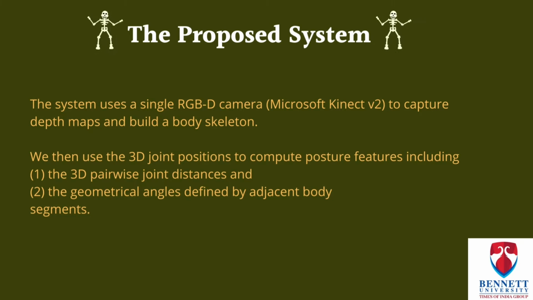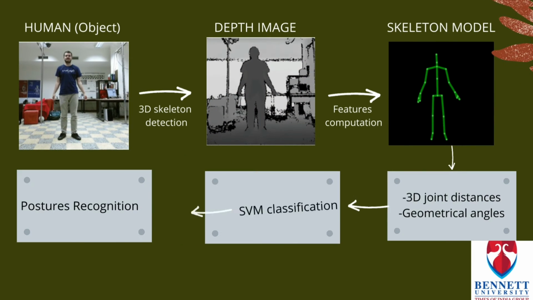Our system uses a single RGBD camera to capture depth maps and build a body skeleton. We then use the 3D joint positions to compute posture features including the 3D pairwise joint distances and the geometrical angles defined by adjacent body segments. A supervised classification method is finally applied to recognize static human postures. In summary, the system consists of three main modules, which is skeleton estimation, feature computation, and postures classification.